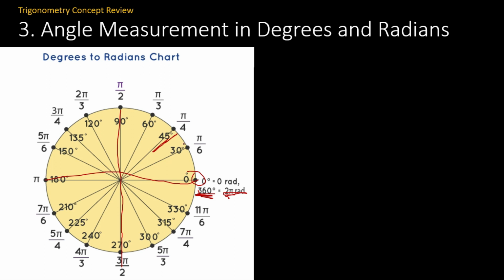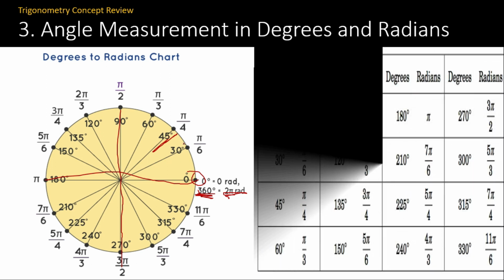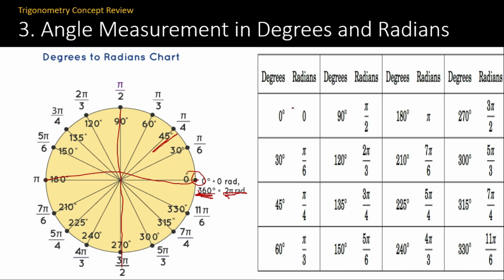When you do it that way, you realize that at 0 degree, the radian is also 0. 30 degree is 30 divided by 360 multiplied by 2 pi, which is 1/6 pi. Are you getting that? So this is how you can convert degrees to radians. Just pick the respective angle.